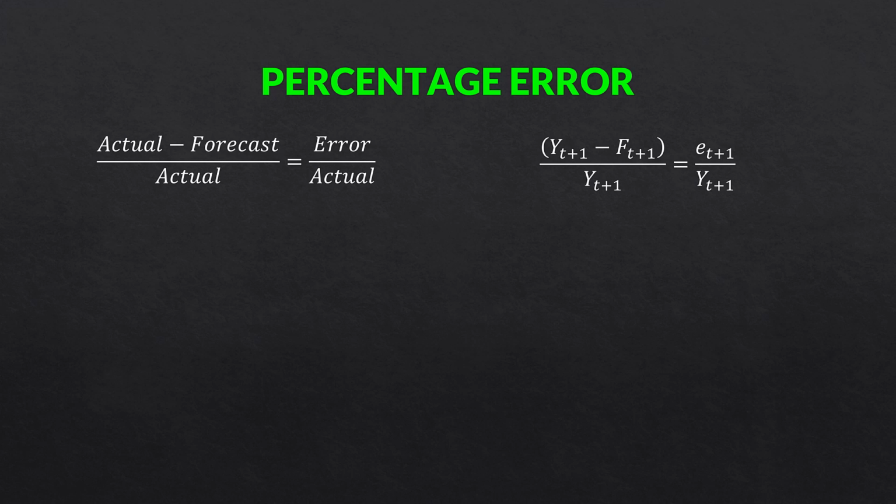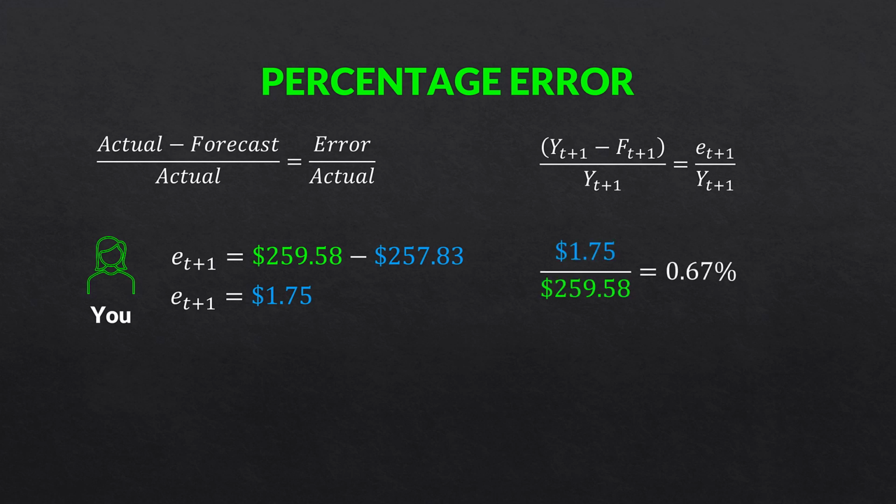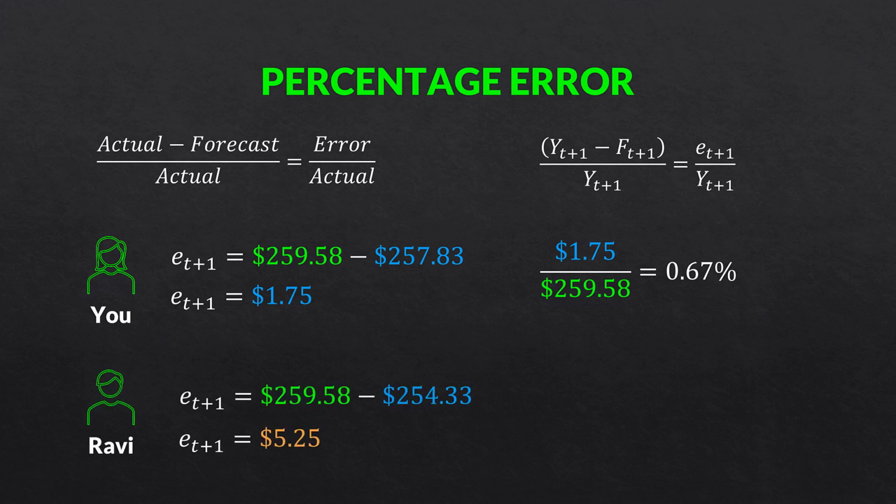So it's just E t plus 1 divided by Y t plus 1. Very straightforward. So in this case, your error was $1.75. If we divide that by the actual price when it happened of 259.58, your percentage error is 0.67%. For Ravi, do the same math.